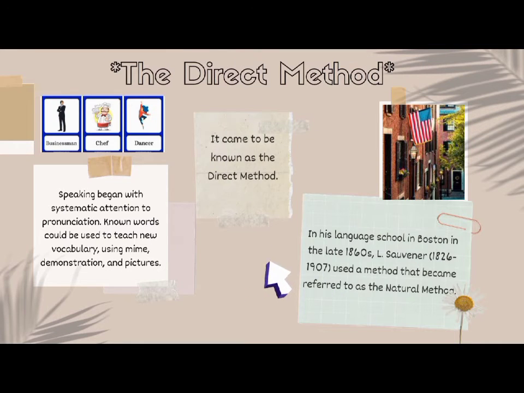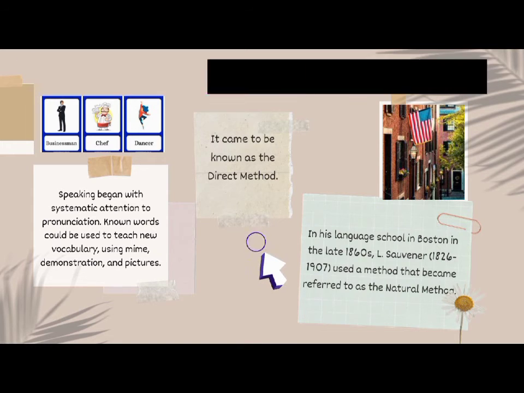In his language school in Boston in the late 1860s, Lambert Sauveur used a method which became referred to as the natural method. These natural language learning principles provide the foundation for what came to be known as the direct method. Speaking began with systematic attention to pronunciation. Known words could be used to teach new vocabulary using mime, demonstration, and pictures.